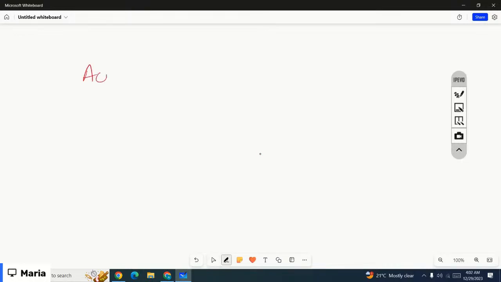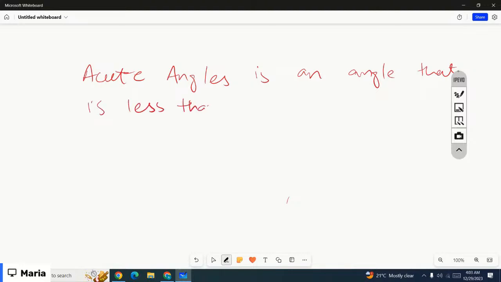Acute angles are the ones that are less than 90 degrees. That is the acute angle, right?